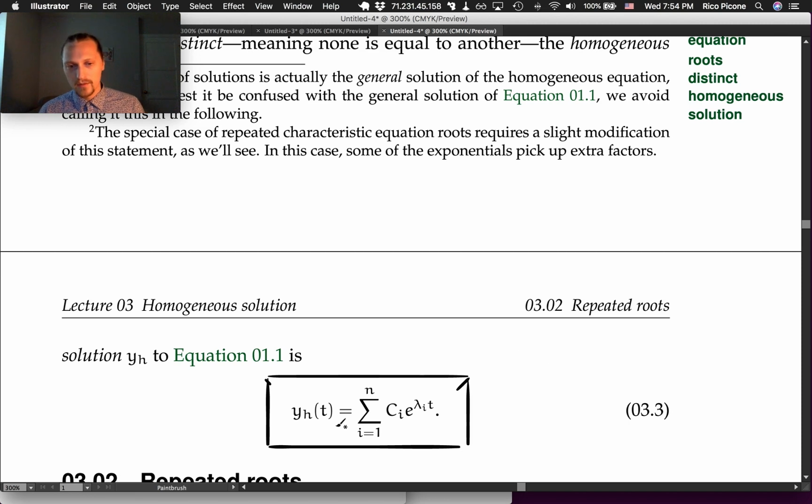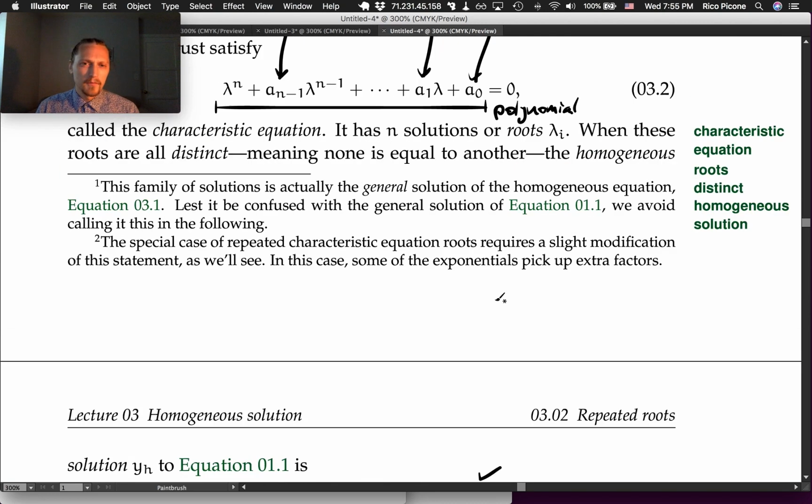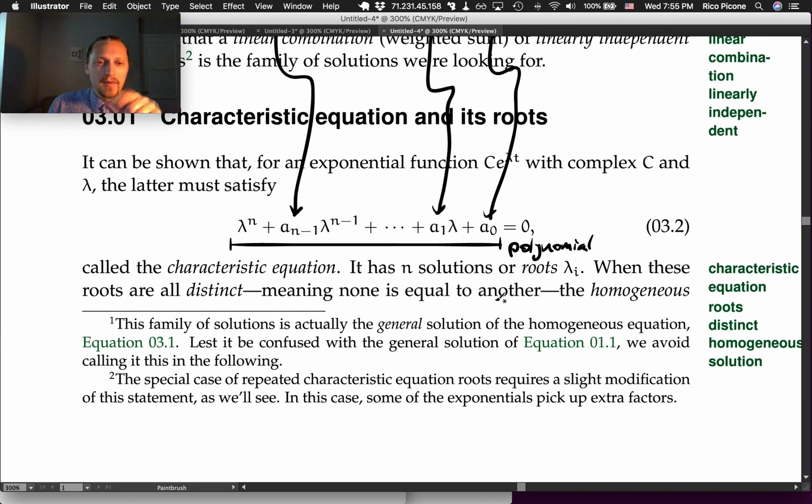So y_h is equal to the sum over i of these constants, c_i, e to the lambda_i t. So you're going to have a bunch of constants multiplied by e to the lambda t's. Okay, so that's your homogeneous solution, and I mean, we're done. You're welcome. But there are some caveats here that we have to go back and look at.